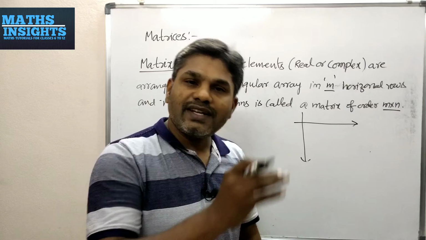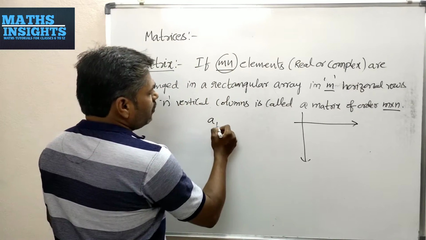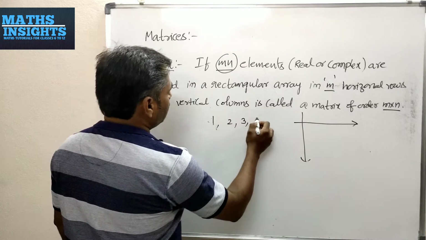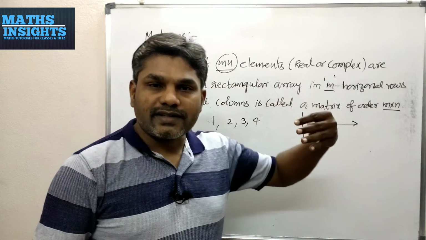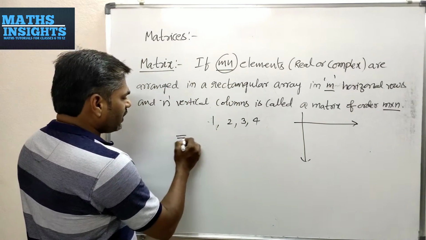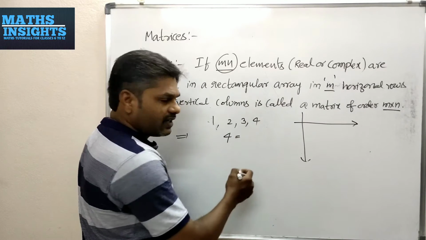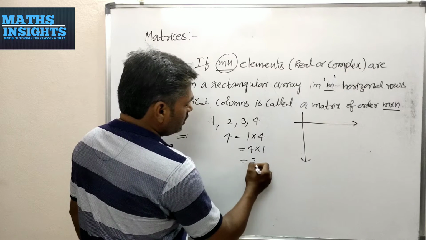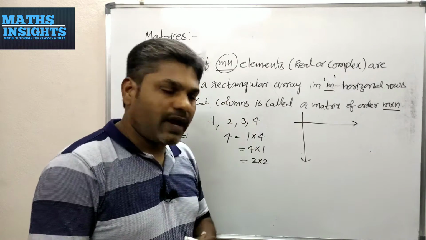This will become very clear if you take an example. Suppose I am taking 4 numbers, let them be 1, 2, 3, 4. By taking these 4 elements, I want to make a matrix. Right, my dear students? Now, how many elements are there? 4 elements are there. Therefore, 4 can be written as 1 into 4 or 4 into 1 or 2 into 2. These are the orders of the matrix.